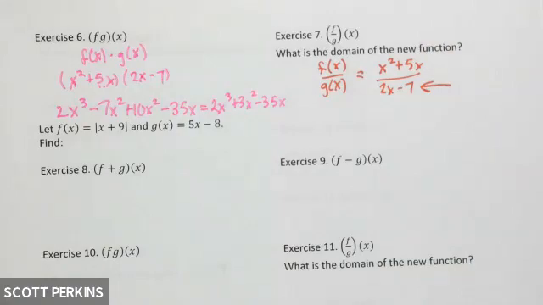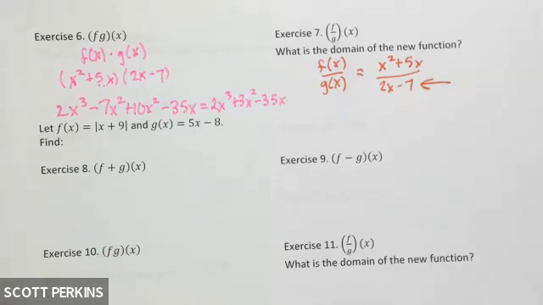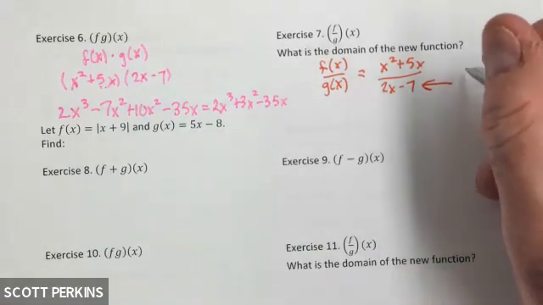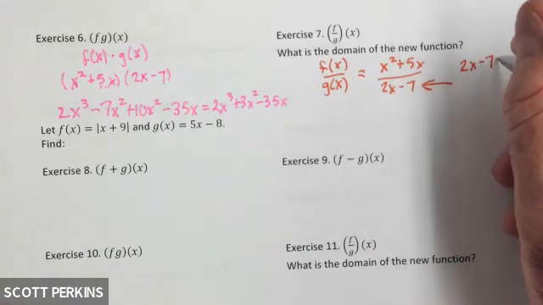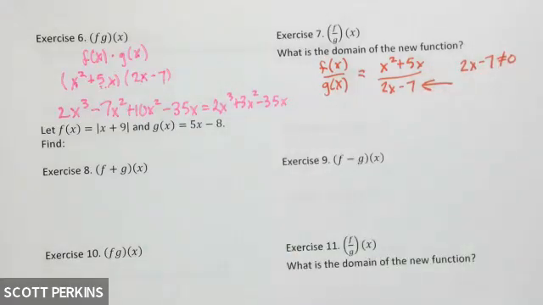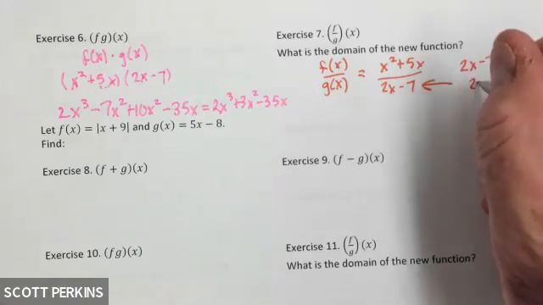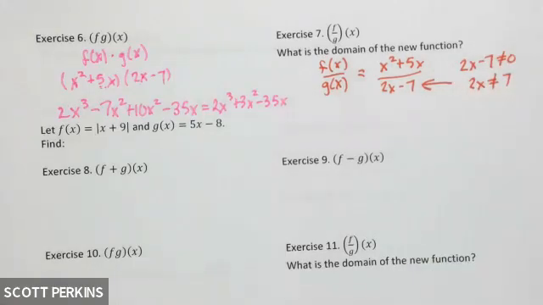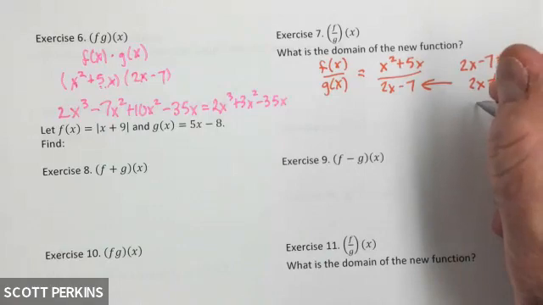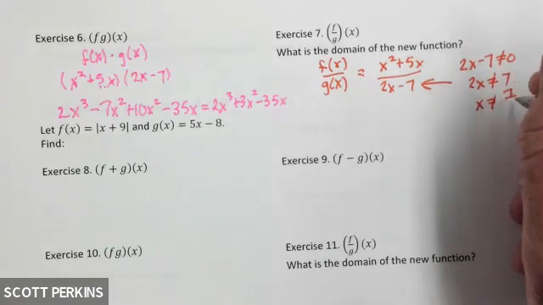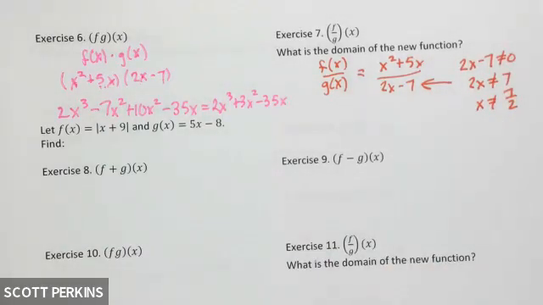If you remember your intermediate algebra, or maybe this will bring you some flashbacks, what we do is we say, okay, the 2x minus 7 cannot be equal to 0. So I'm going to add the 7 over. The 2x cannot be equal to 7. I'm going to divide by 2. The x cannot be 7/2, or 3.5 if you prefer.